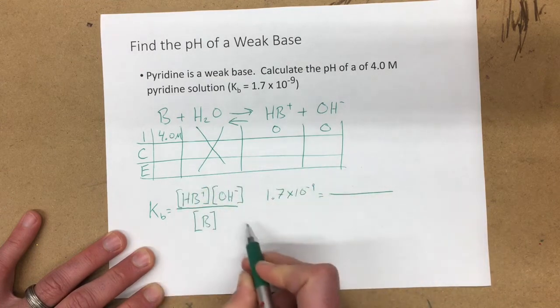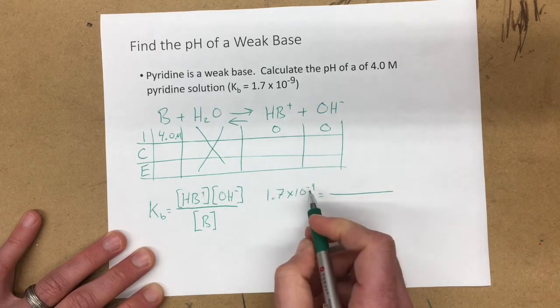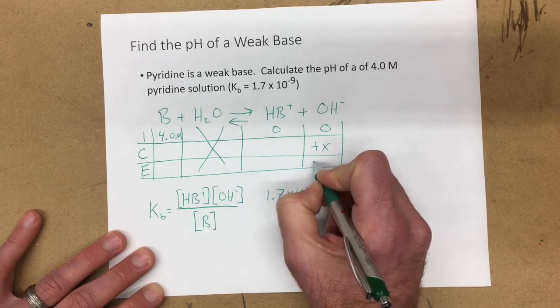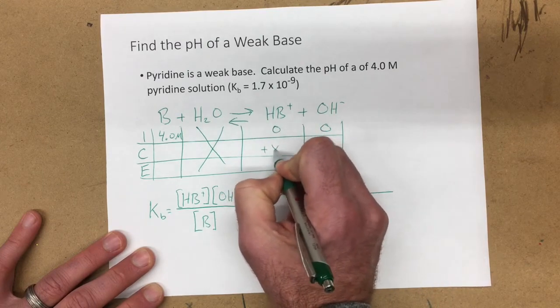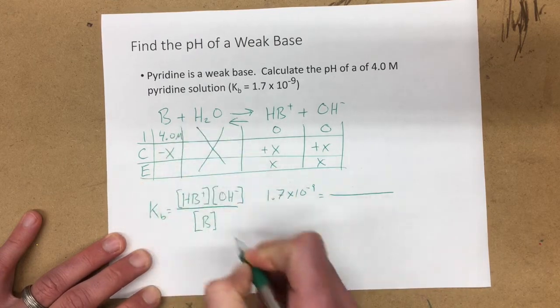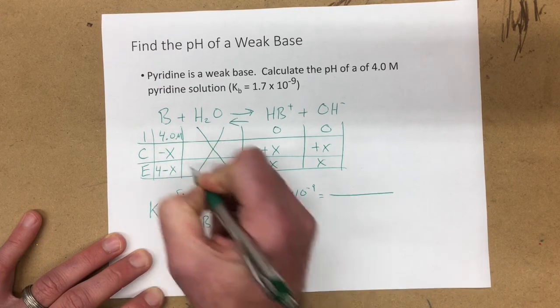And then we don't have anything else, so we need to figure out what these changes are. These can only increase, so they're going to go up by x. So this will be x. This is going to change the same amount, so up by x, x. This will decrease by x. This will come out to be 4 minus x.